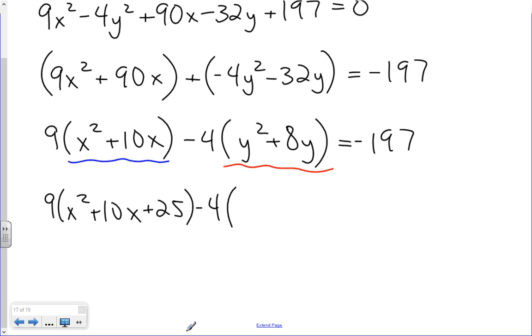We're going to do the same thing over here for the y terms. So I've got y squared plus the 8y, and again, I need to know what's the number I need to add here to make this a perfect square. So take the coefficient of the y term there, that's the 8. Take half of that, which is 4, and square it. We end up with 16.